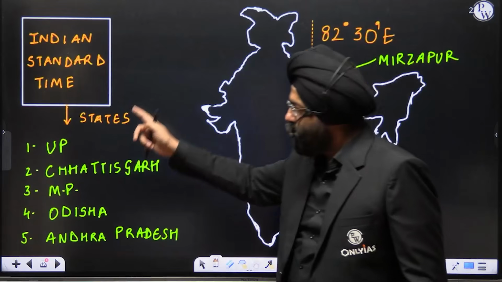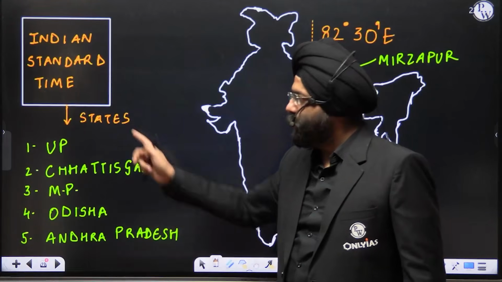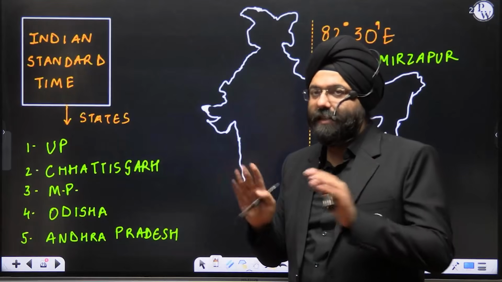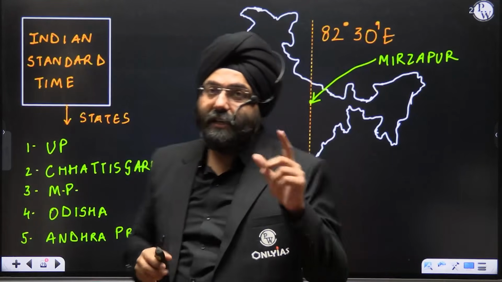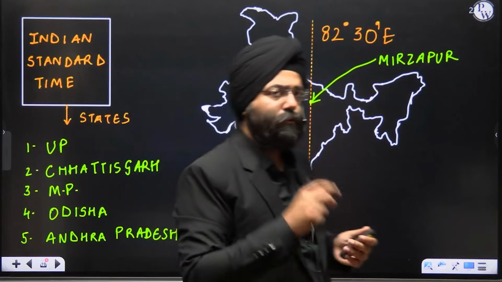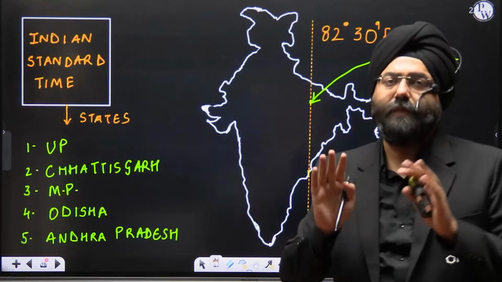It cuts through all these 5 states: UP, Chhattisgarh, Madhya Pradesh, Odisha, and Andhra Pradesh. This is with respect to the Indian Standard Time. Clear? So I think it will be clear for you and easy for you to remember also. So you should remember this.